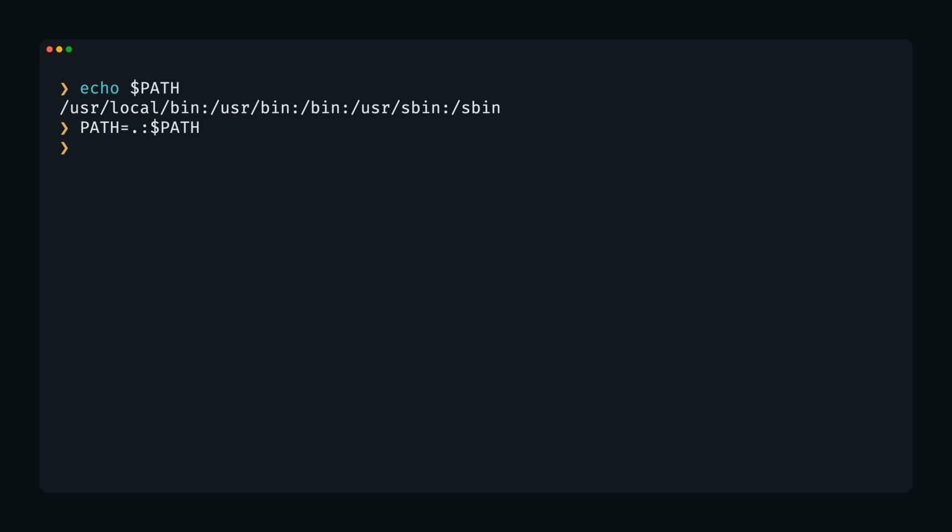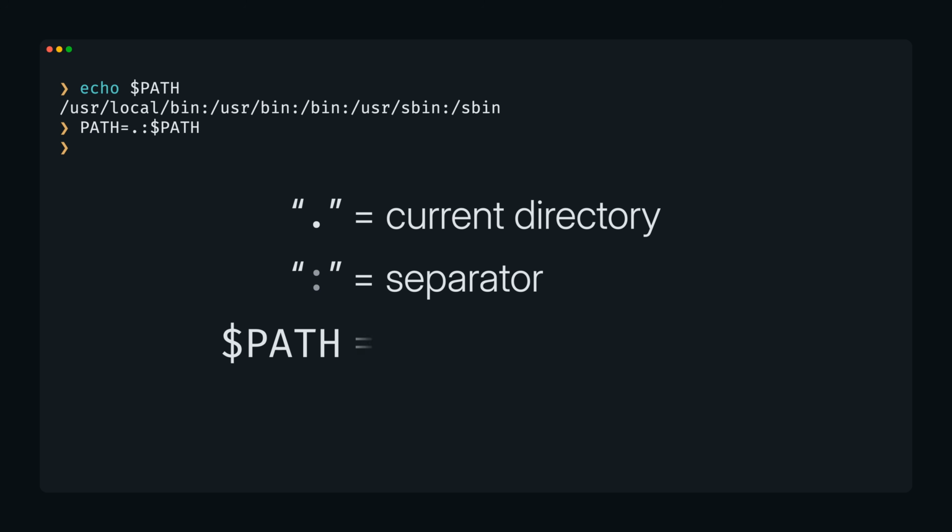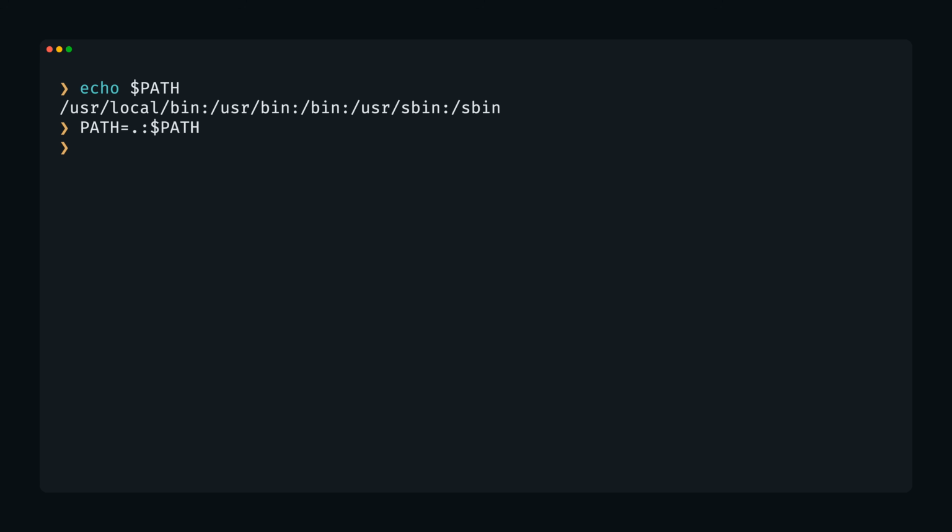Let's read this line piece by piece. The dot is shorthand for the current directory. The colon separates it from everything after, and of course $PATH expands to PATH's current value. So what we're really saying is take the current directory, then everything that was already on PATH, and reassign all of that back to PATH in that order.